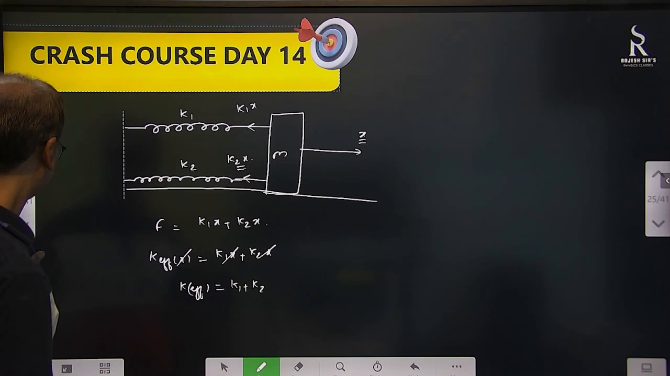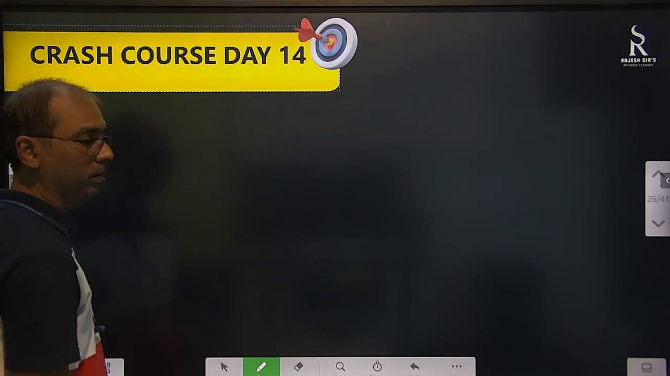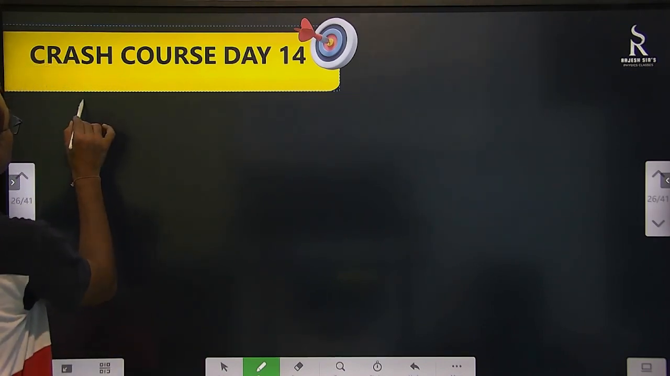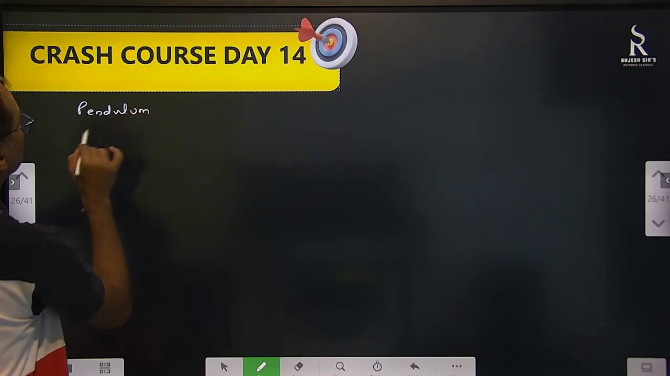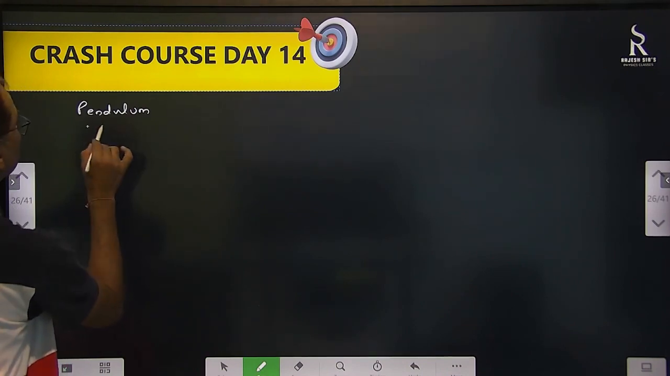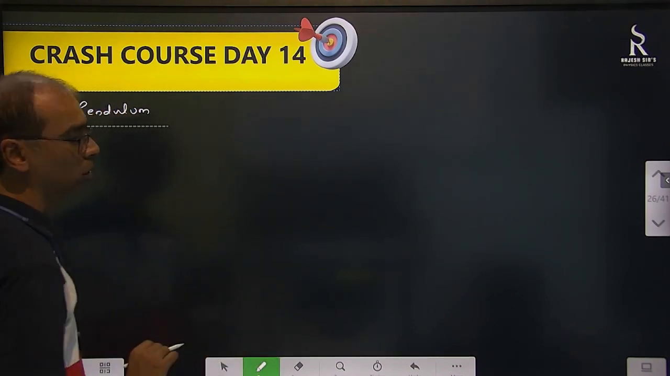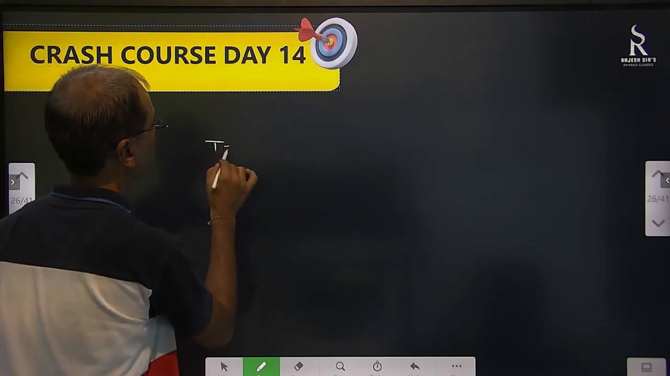Okay. Then this was about the spring mass system. Now what is there? Pendulum is there. You will see pendulum also. A pendulum's time period also we know. We know that it's 2 pi root over L by g.